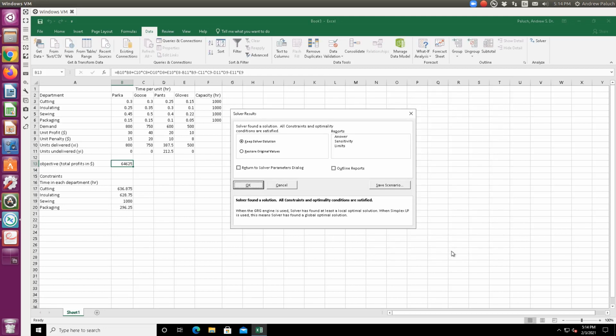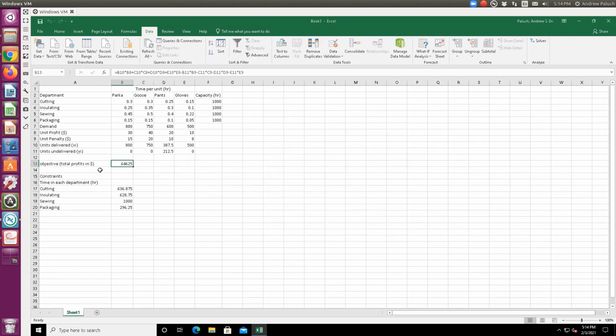There's a lot here. If I click solve, I get "Solver found a solution." Okay, and so we get this. Here's our total profit in dollars. Here's the number of units of each type delivered. It looks like the only order we're not fulfilling is with respect to pants.